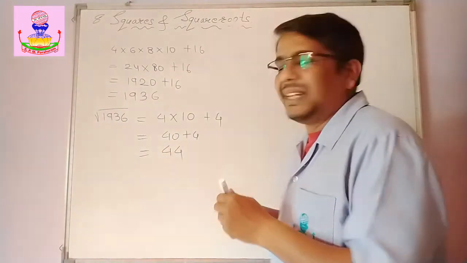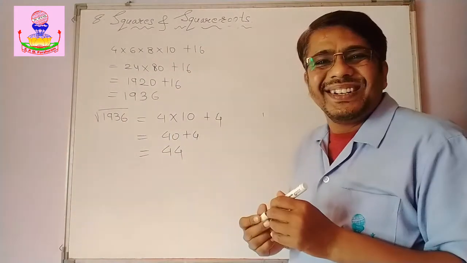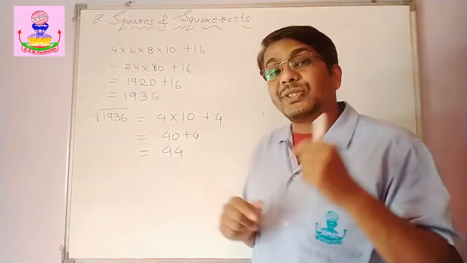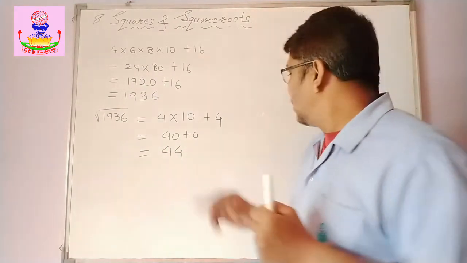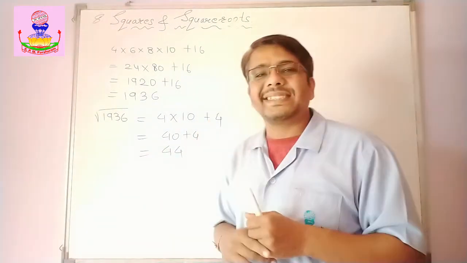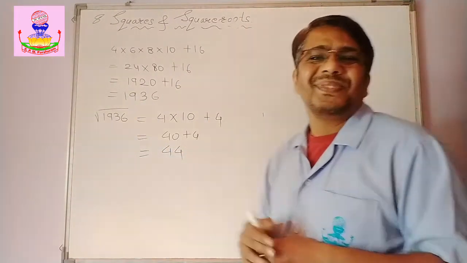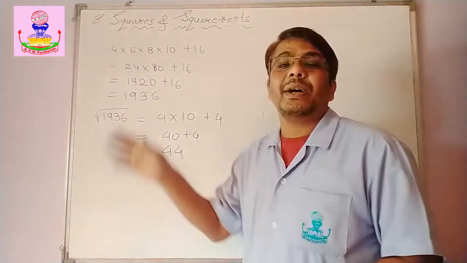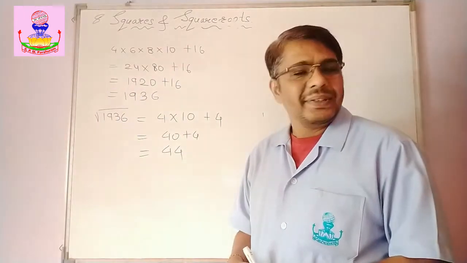Orally, 4 4s are 16, 1 carry on. Right? 4 4s are 16 plus 16 2s are 32. 32 plus 1, 33. 3 carry on. Again, 4 squared is 16. 16 plus 3, 19. So the answer is correct. You can check it out for odd numbers.